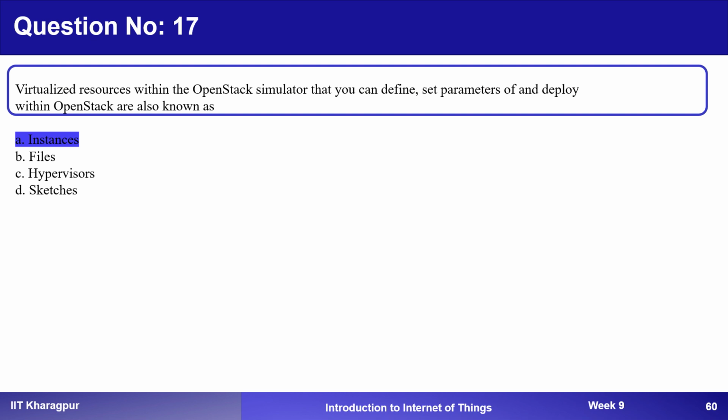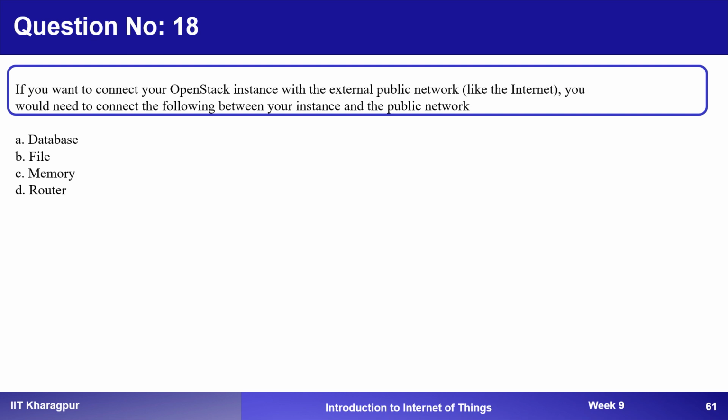Next question is, if you want to connect your OpenStack instance with the external public network, you would need to connect the following between your instance and the public network. Options are database, file, memory, router. Router. Okay.